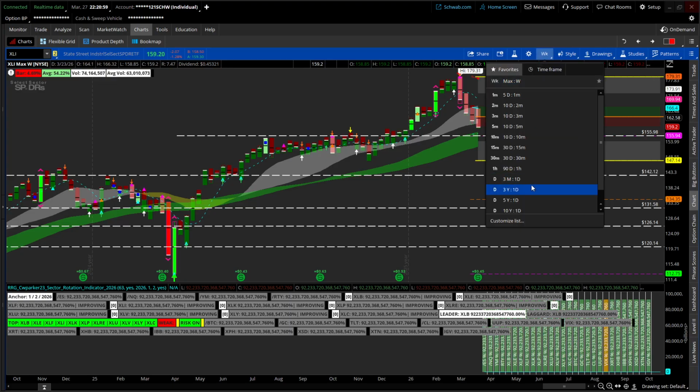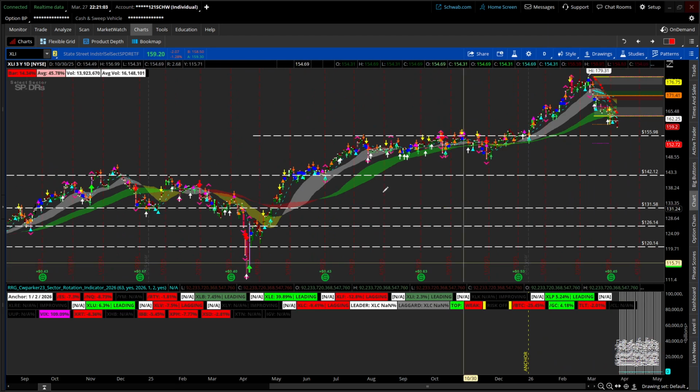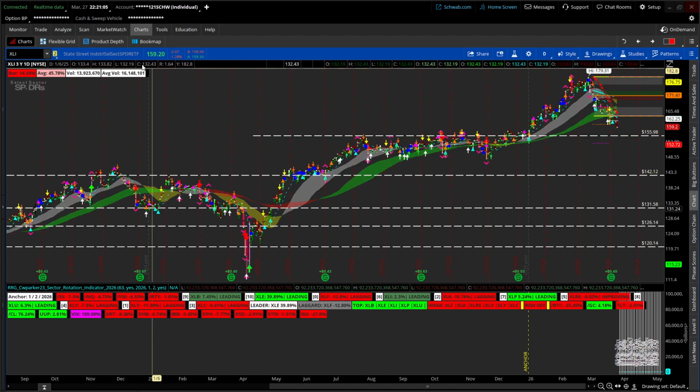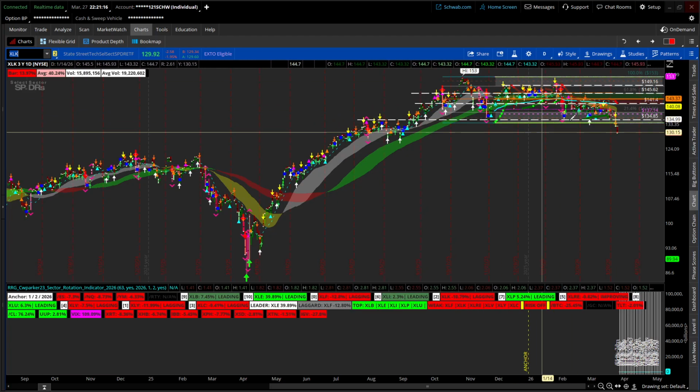So we'll take it back down to the daily. That's where I expect it to come down to. Next one is going to be XLK. I know I should have this one marked up. XLK kind of looks just like Nvidia.